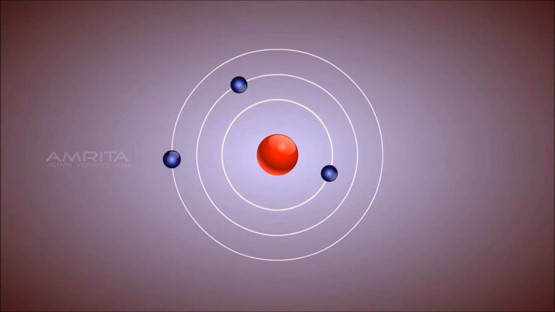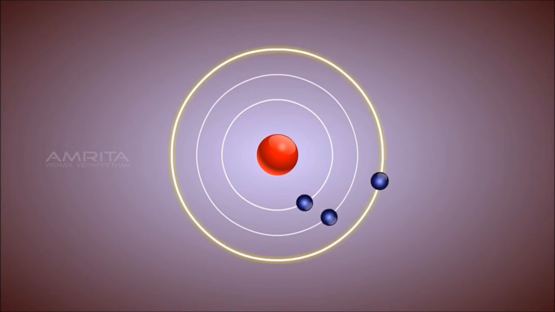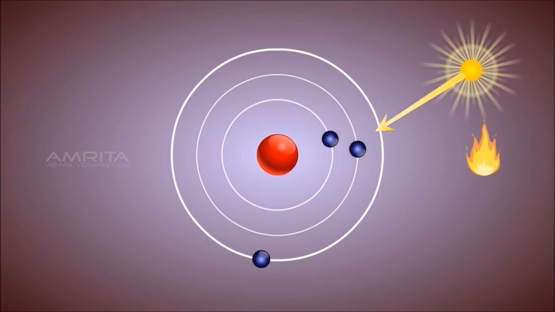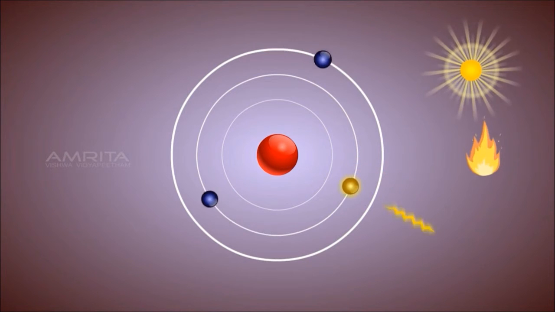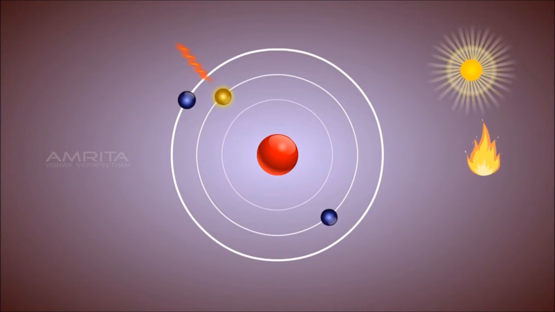The orbit that is the nearest to the nucleus has the least energy, while the orbit that is furthest has the maximum energy. When an atom absorbs energy, the electrons get excited and jump to a higher energy level. The electron will also lose energy and drop down to a lower energy level.